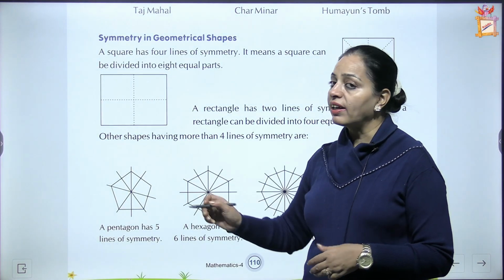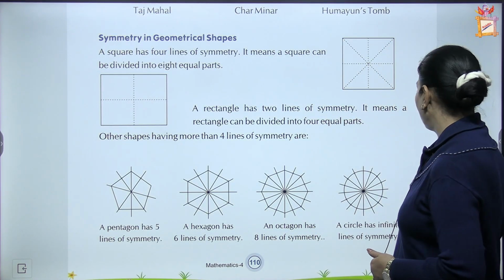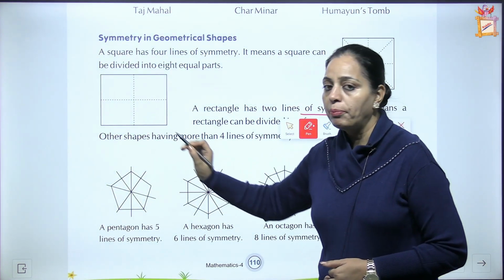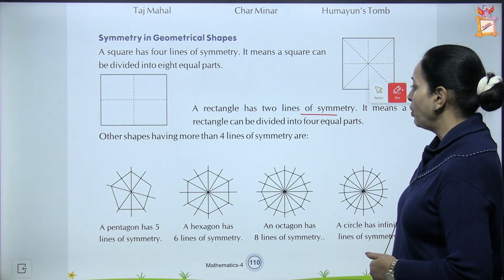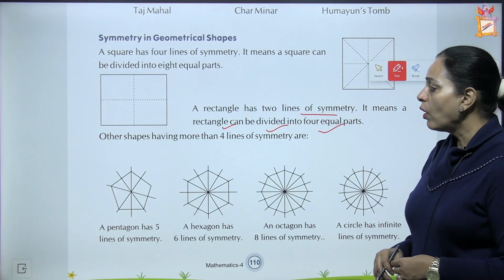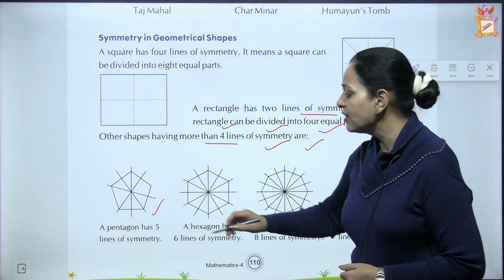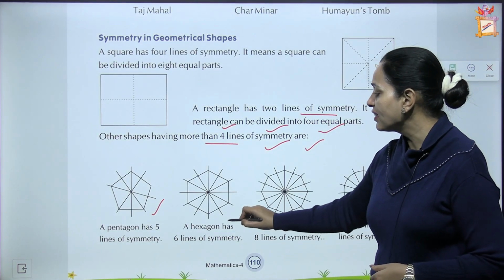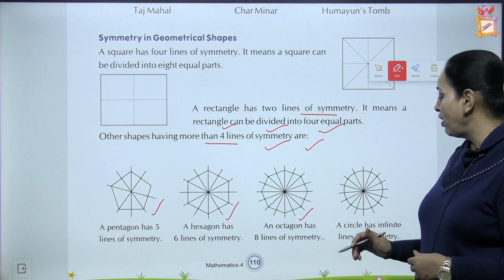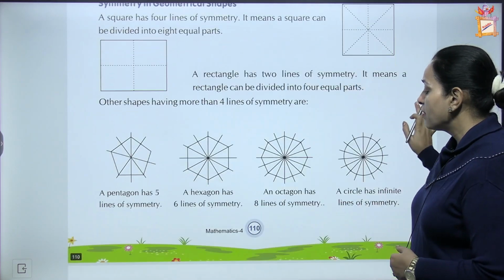Now a rectangle, if you take a rectangular paper, you will see we get 2 lines of symmetry, means one is parallel to length and one is parallel to breadth. So we have 2 lines of symmetry. It means that a rectangle can be divided into 4 equal parts. Now other shapes having more than 4 lines of symmetry, like this pentagon has 5 lines of symmetry, this hexagon has 6 lines of symmetry, this octagon has 8 lines of symmetry, and a circle has infinite lines of symmetry.